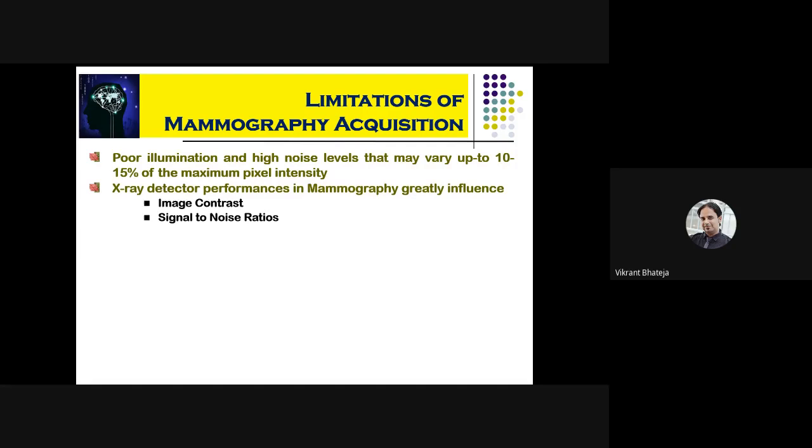Then signal to noise ratios get affected, because you may get a final mammographic image having a very low signal to noise ratio because of the noise levels. Then the spatial resolution is also challenged, and once the spatial resolution is challenged, it is very difficult to visualize the sharpness of the images. Maybe the image is acquired, but you cannot clearly see the edges.